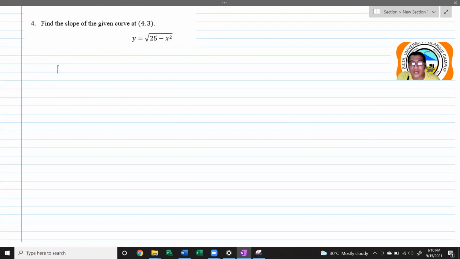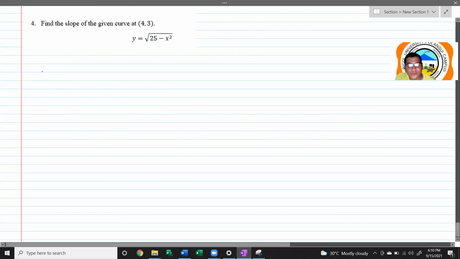So remember, recall class, that the slope is identical to the first derivative. So let's solve for the first derivative using the general power formula. We have our equation y equal to the square root of 25 minus x squared.